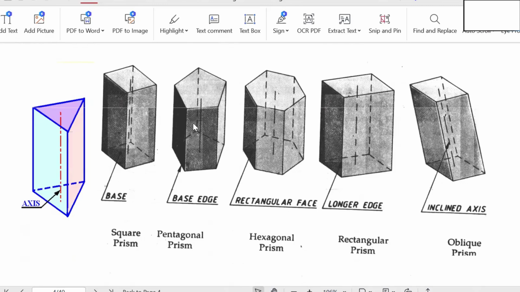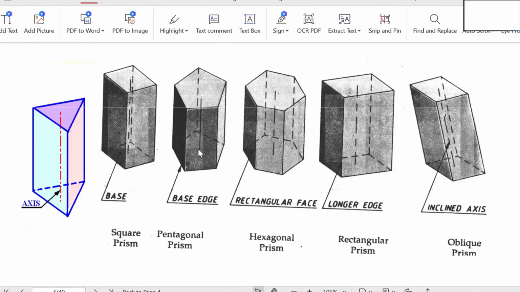Then coming to the pentagonal prism. The top face is a pentagon, and the bottom base is also a pentagon. These two are joined by a number of lateral surfaces. What is the shape of the lateral surface? For a prism, it is always a rectangle or parallelogram. Then you know about the height of the solid. The center of the top face and the center of the bottom base are joined by an imaginary line. That line is known as the axis. It represents the height of the solid.